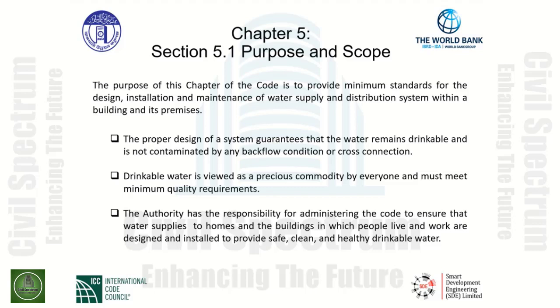We need the water to be safe and healthy for all of the occupants in the building. Drinkable water is viewed as a precious commodity by everybody, and it must meet minimum quality requirements. We will use this code as a guide to locate certain quality requirements as well. The authority has the responsibility for administering the code to ensure that water supplies to homes and the buildings in which people live and work are designed and installed to provide safe, clean, and healthy drinkable water.